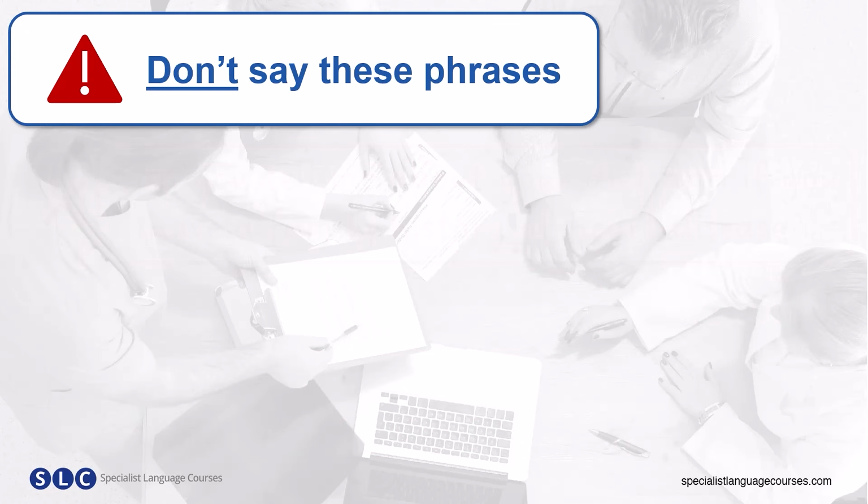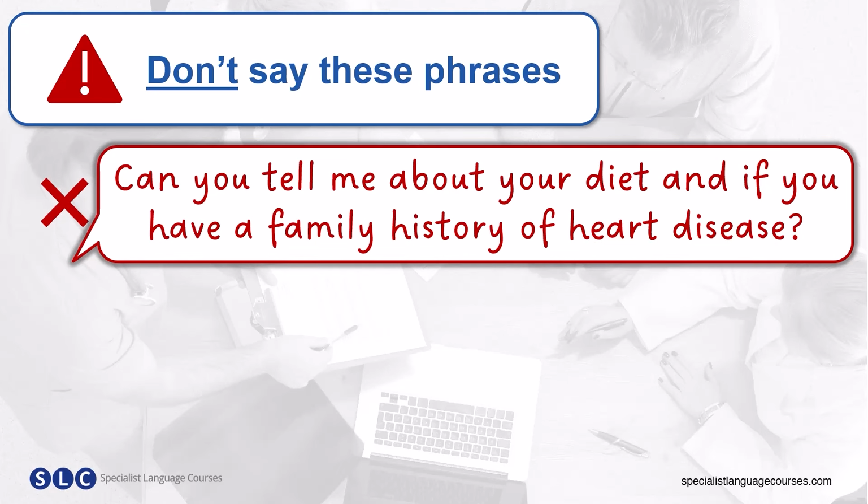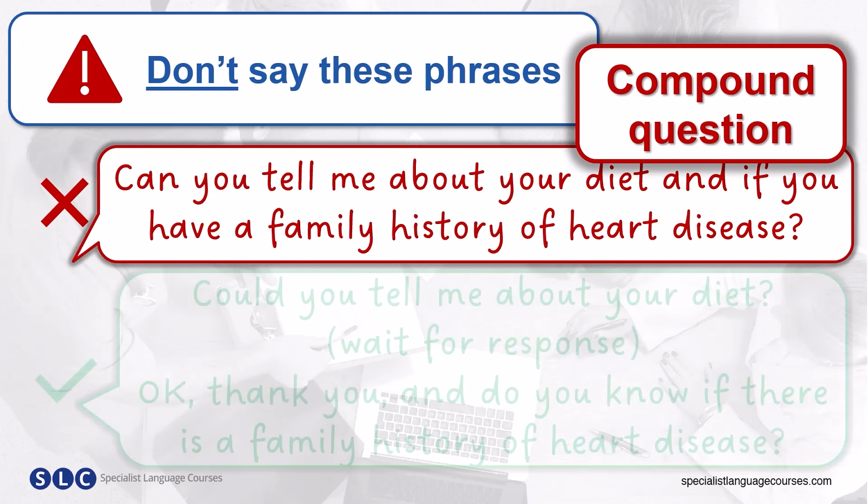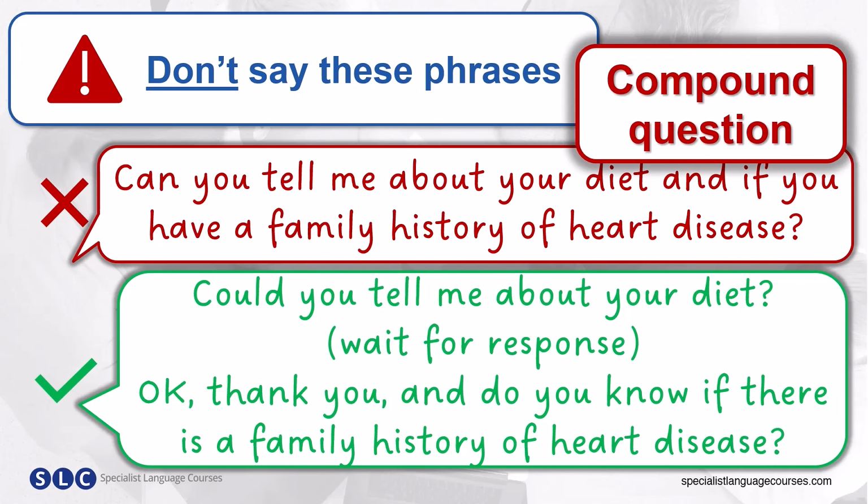Don't say, can you tell me about your diet and if you have a family history of heart disease? Instead say, could you tell me about your diet? Wait for the response. Okay, thank you. And do you know if there's a family history of heart disease?